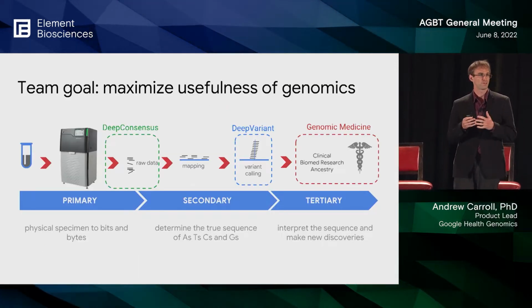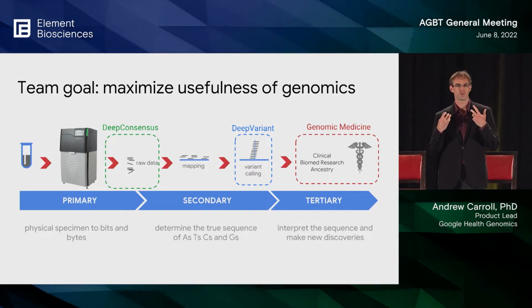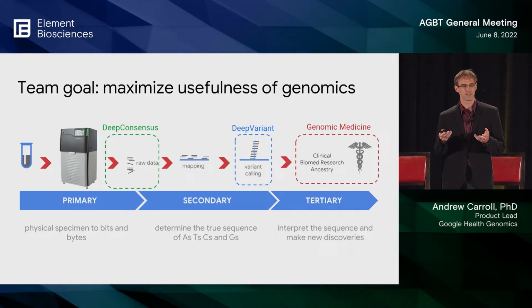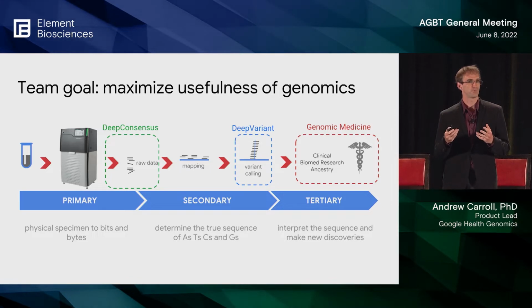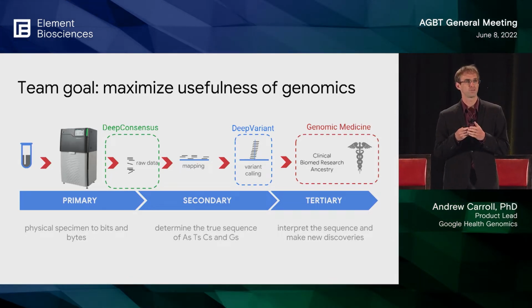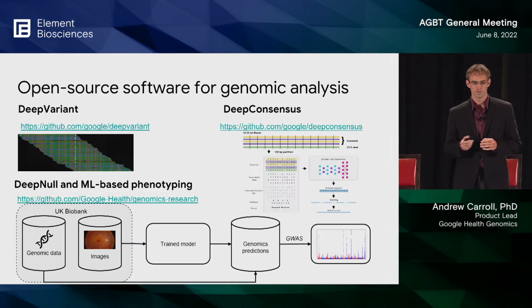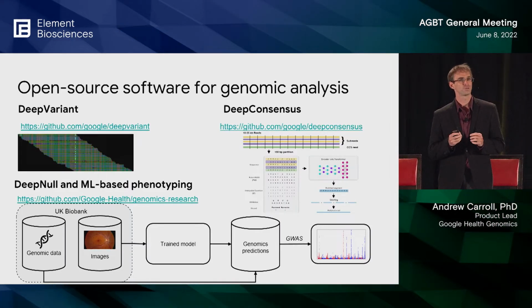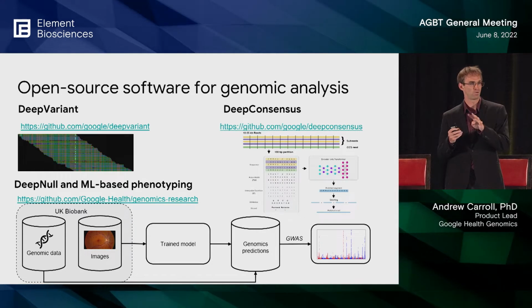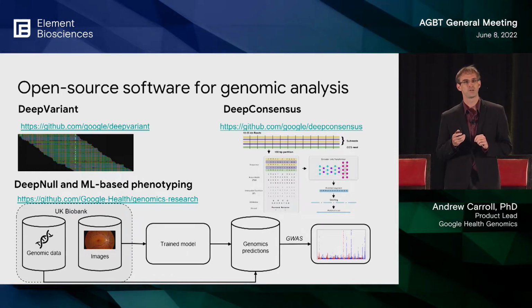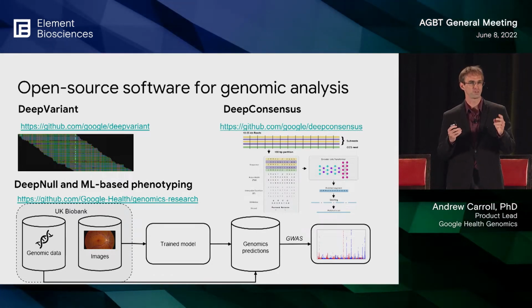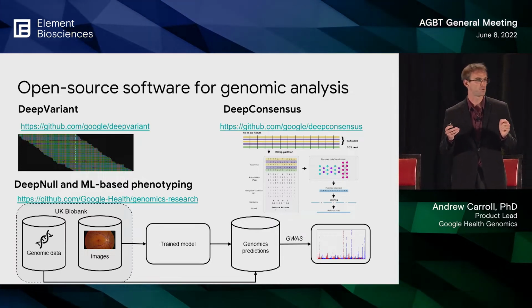So first off, a brief introduction to the team. Our team is the Genomics team in Google AI. Our mission is to maximize the utility of genomic data. We build methods across the range of the sequencing life cycle. We have a strong open source focus. Here are 4 of our open source repositories. Our general goal is to build these methods and make them maximally available to the community.